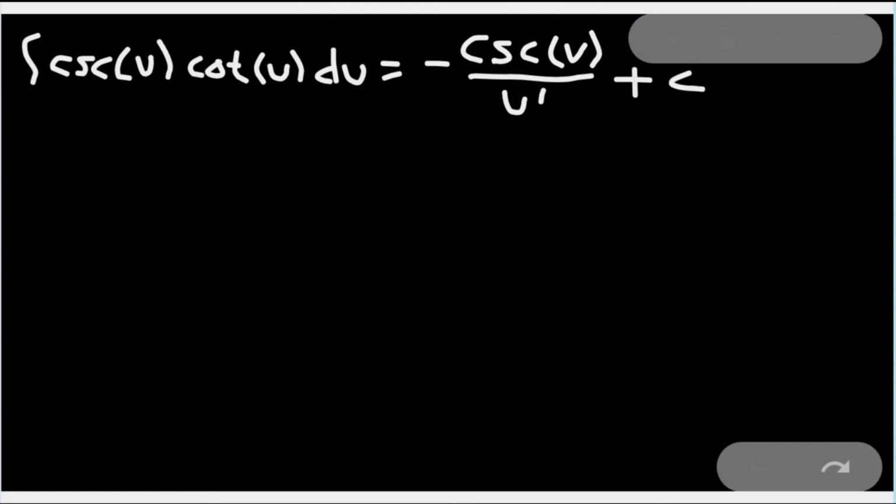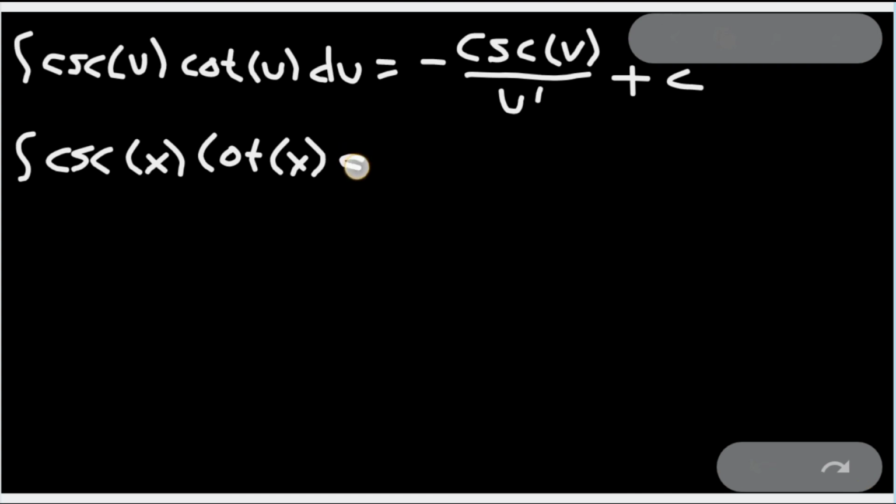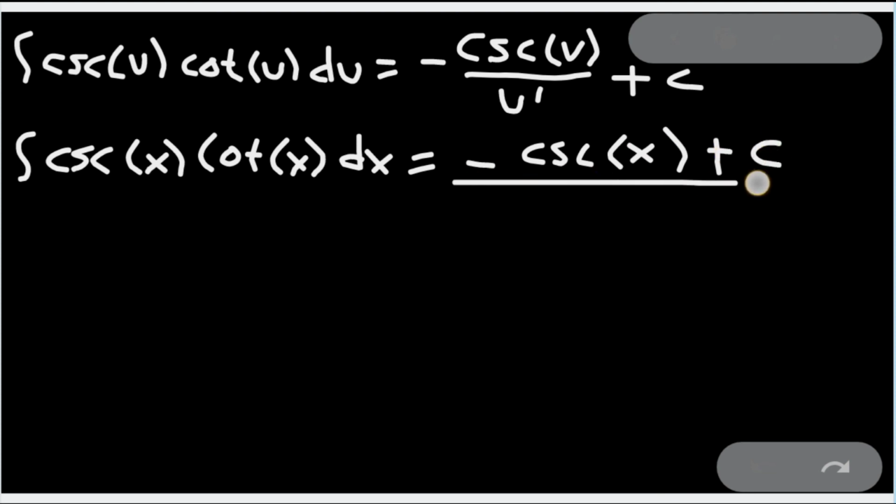So, let's have an example. For example, we have cosecant x times cotangent x dx. So, the value of u here is x. So, what we have is negative cosecant x. And the derivative of x is 1. So, over 1 plus c. So, this is our answer.